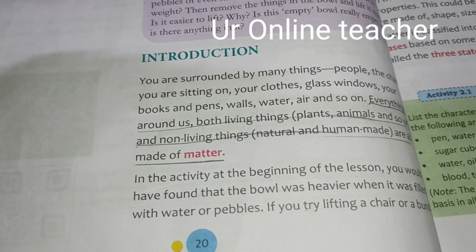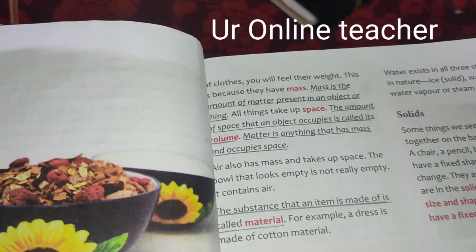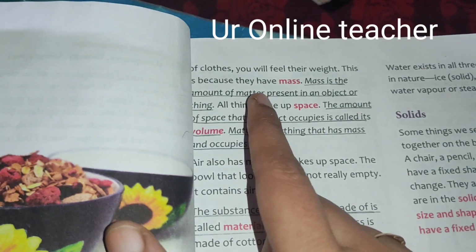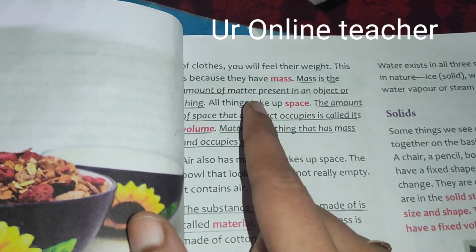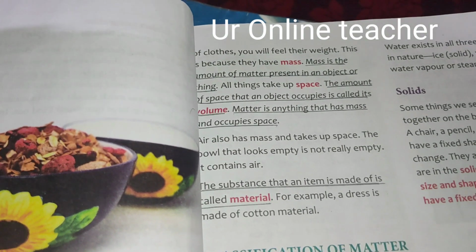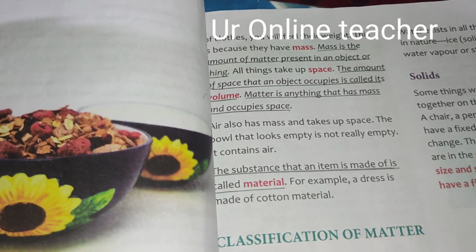Then try to lift a chair or a bundle of clothes. You will feel some weight. All this weight is nothing but mass. Mass is nothing but the amount of matter present in an object. And all this will take some space also. So the amount of space that an object occupies is called volume.